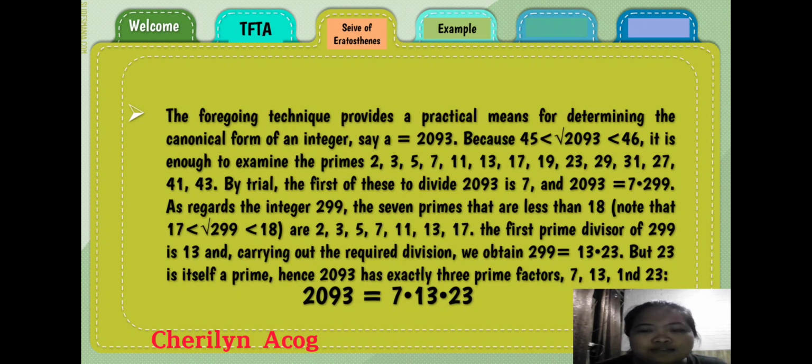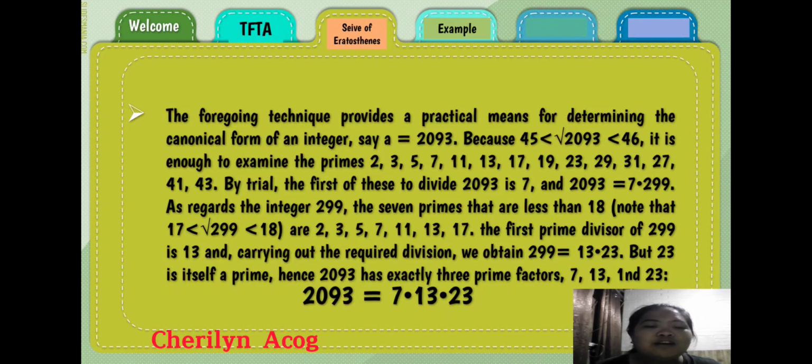Then 2093 equals 7 times 299. As regards the integer 299, note that 17 is less than the square root of 299 and less than 18. So the primes that can divide it are from 2 to 17: 2, 3, 5, 7, 11, 13, or 17. The first prime divisor of 299 is 13.